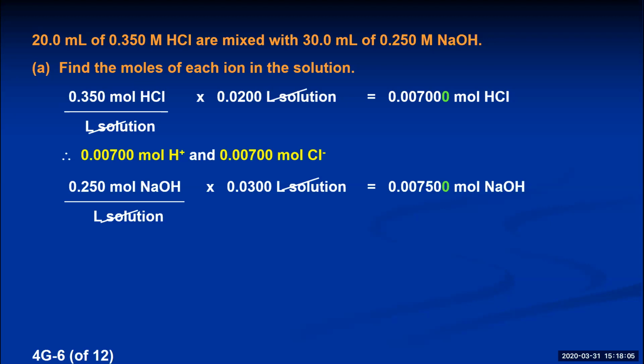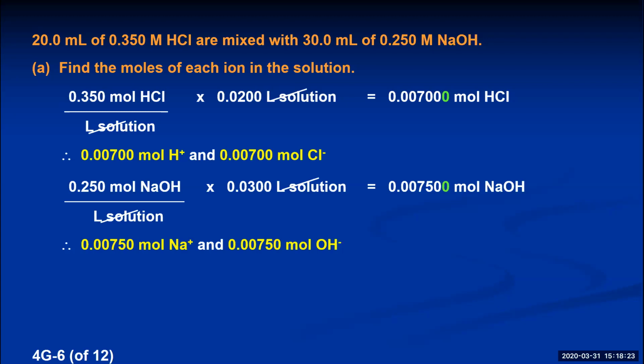This is a soluble ionic compound. It completely dissociates, and there's only one sodium and one hydroxide in the formula. So if you multiply 0.00750 by 1, you're going to get the number of moles of sodium ions and the number of moles of hydroxide ions that are in this solution.